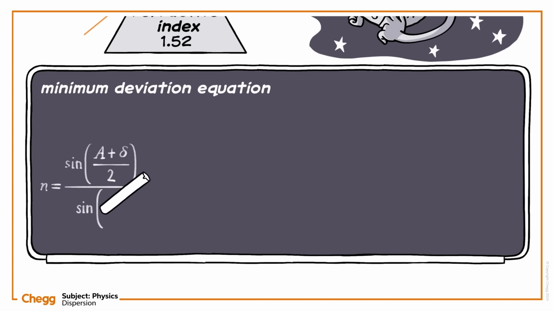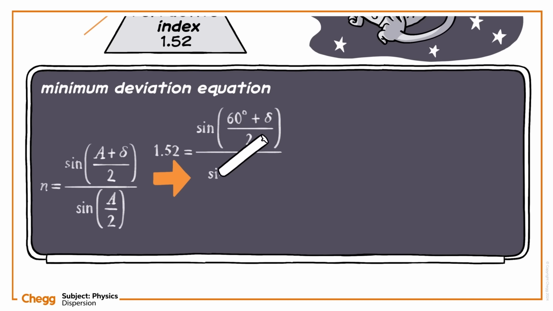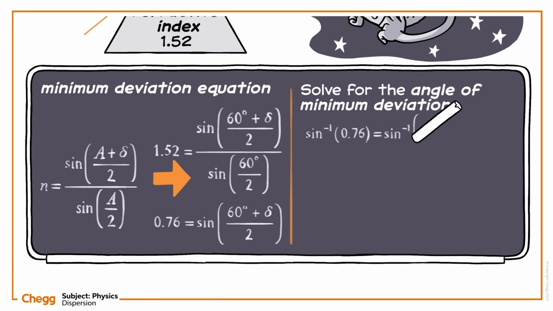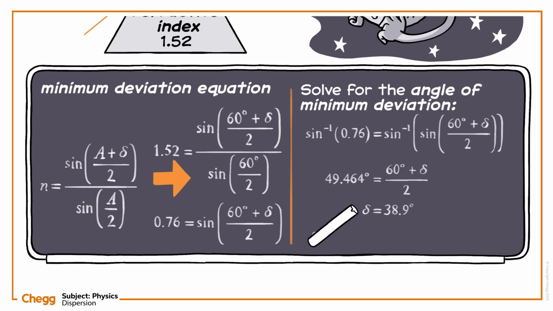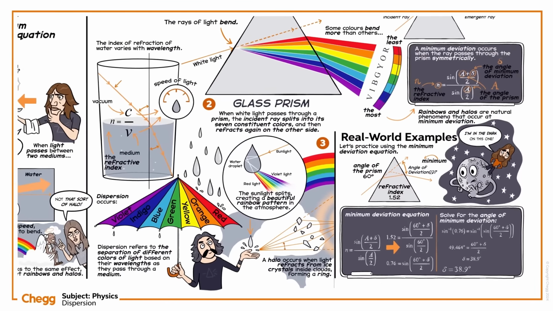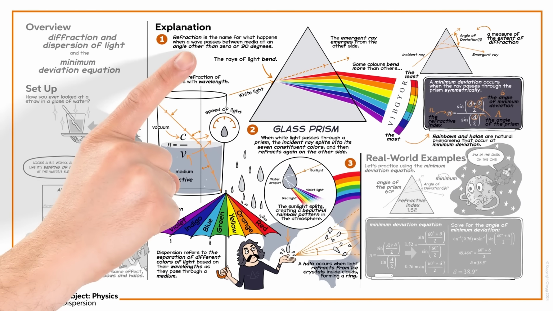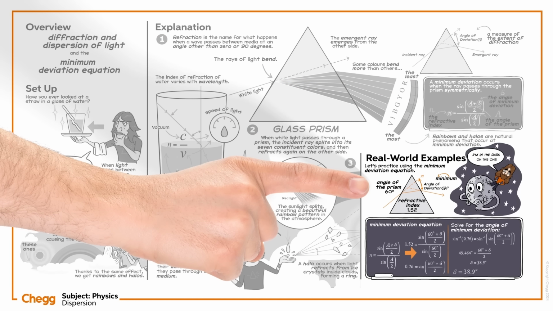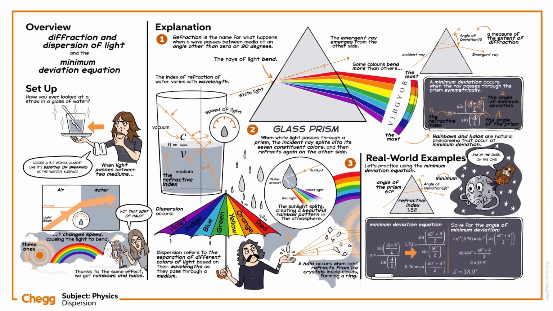Substitute in the refractive index and the angle of the prism. Solve for the angle of minimum deviation. Apply inverse sine on both sides, and there you have it. The angle of minimum deviation for the red colour, represented by delta, is 38.9 degrees. We've covered diffraction and dispersion of light, as well as the equations for calculating the angle of deviation and the minimum deviation. There are plenty of questions on the Chegg website to practice using these equations.